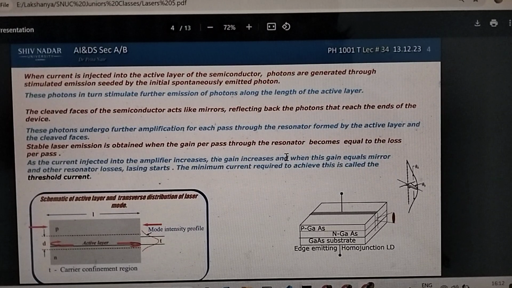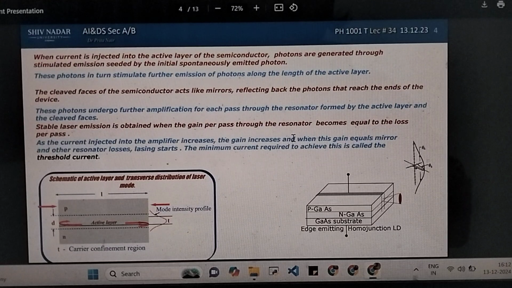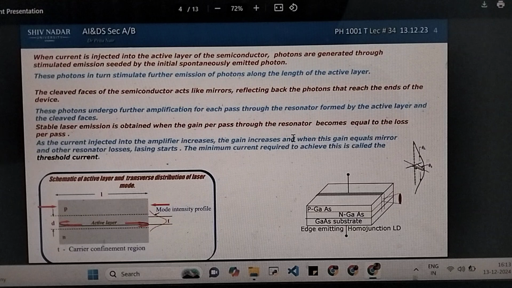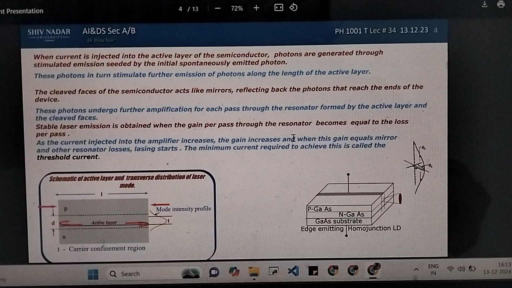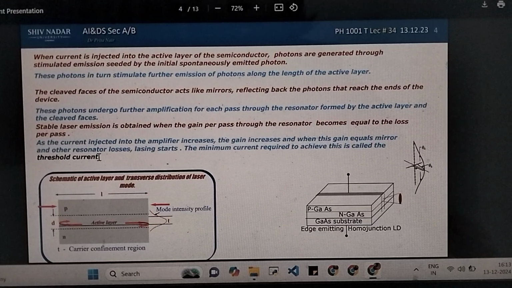So one last topic here is threshold current. You know threshold population inversion, and population inversion happens because of a pumping mechanism. And the pumping mechanism in case of a semiconductor laser is current. So wait, what is threshold population inversion? First of all, the minimum population inversion required for stable laser action. And population inversion happens as I continue to provide current. So how much current do I provide to achieve threshold population inversion? That is called the threshold current. So the minimum current required to achieve threshold population inversion is called the threshold current.